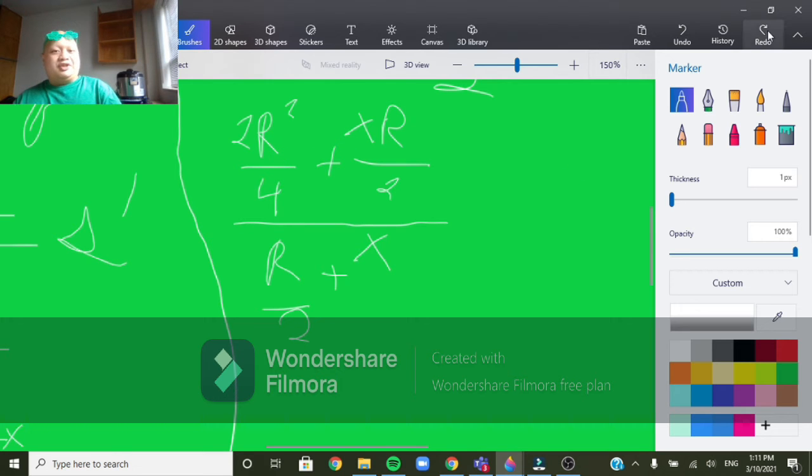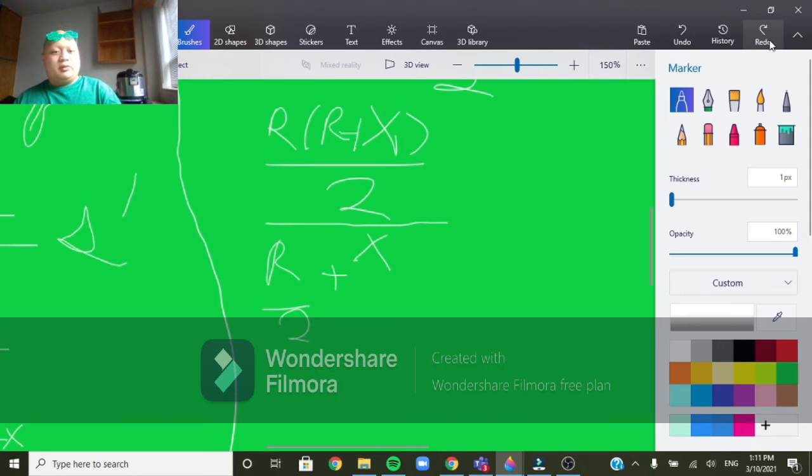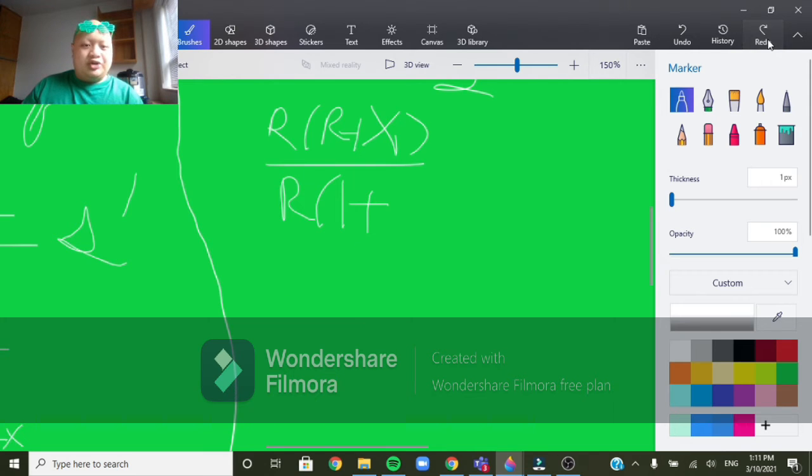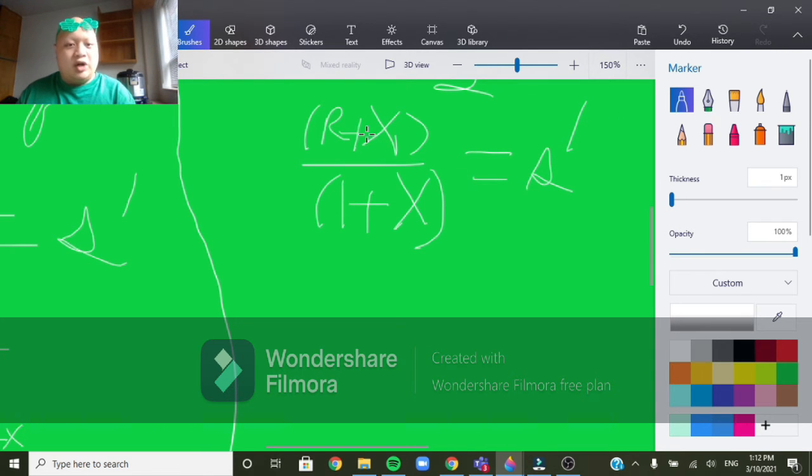So let's take out this conglomeration real quick. 2 and 4 cancel out to make 1/2. So it's just R squared divided by 2 plus XR over 2, and then that would just be R times the quantity R plus X divided by 2, and the denominator simplifies to R times the quantity 1 plus X divided by 2. So 2's cancel out. So S prime is just R times R plus X divided by R times 1 plus X. The R's on the outside of the parentheses cancel out. So yeah, that's your answer for A: R plus X divided by 1 plus X. So that's where the image would be.